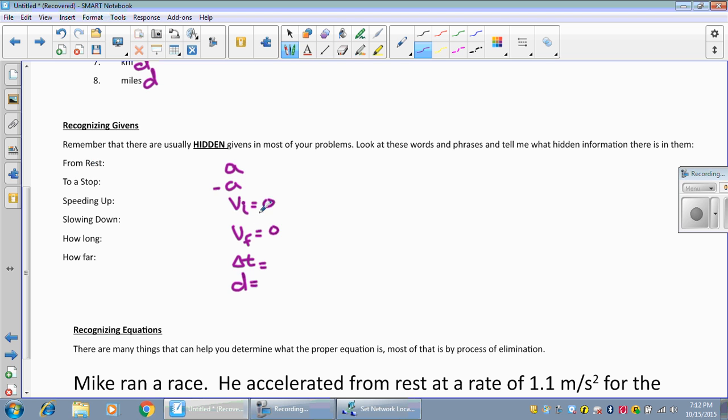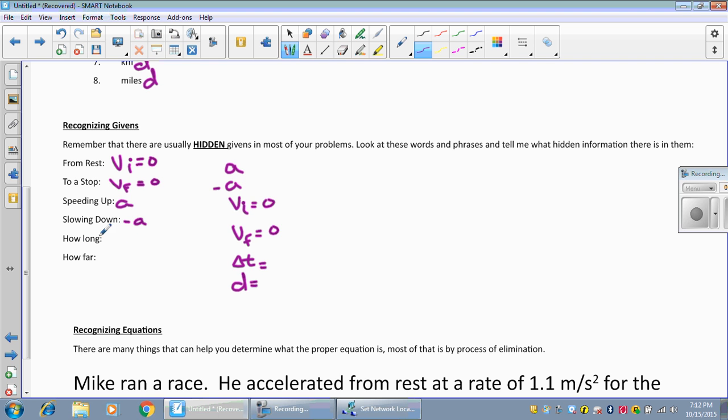All right, from rest, that means your initial velocity is equal to 0. That means you started from rest. Okay? To a stop, that means your final velocity is 0. All right, you've stopped. Speeding up means you have acceleration, positive acceleration. Slowing down means you have a negative acceleration. This could be like hitting the brakes or being slowed down naturally, right?